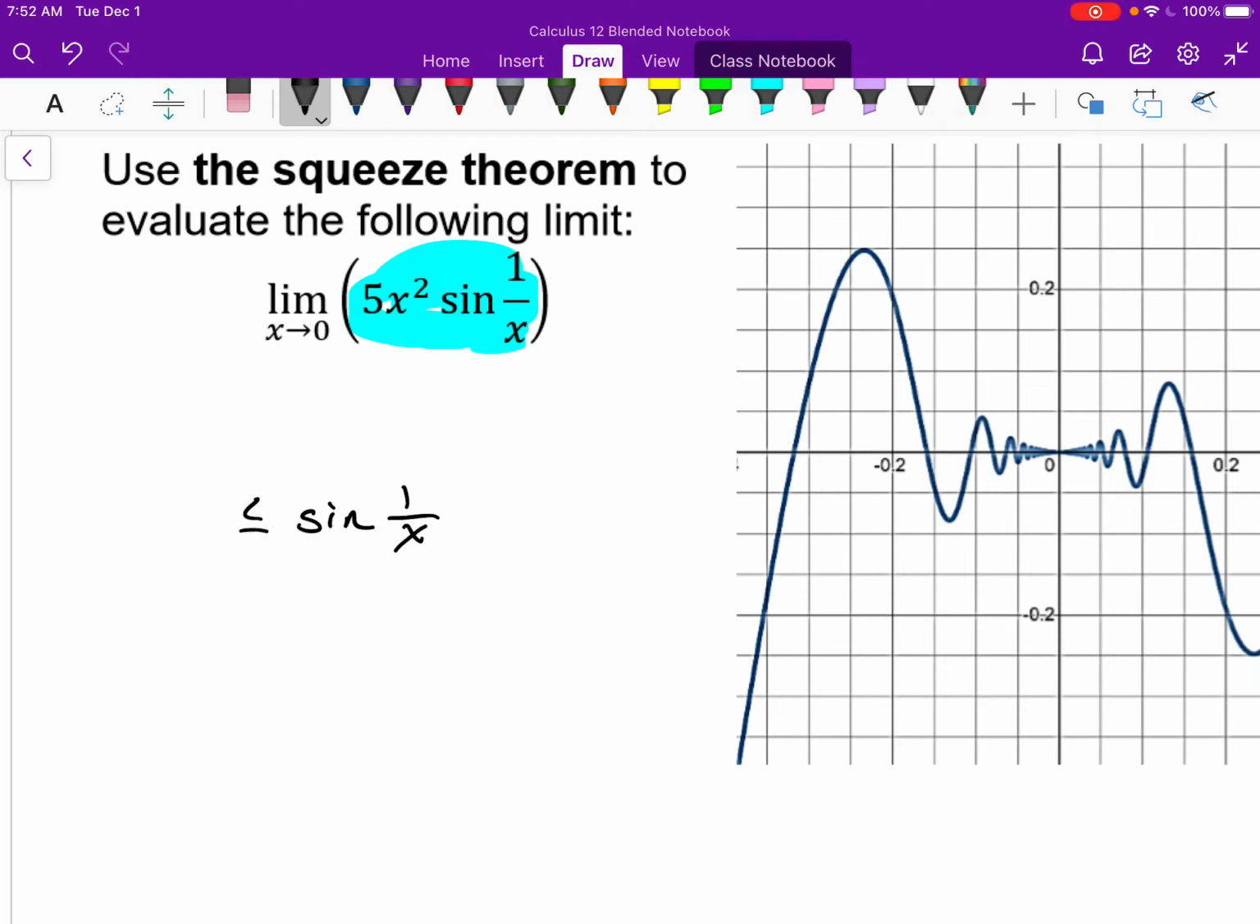The output of sine of 1 over x is always going to be between negative 1 and 1. That's just knowing the sine function. But it doesn't matter that it's the sine of 1 over x compared to the sine of x. The outputs will never be more than 1 and never be less than negative 1. Right? That's just what we know about the sine function.